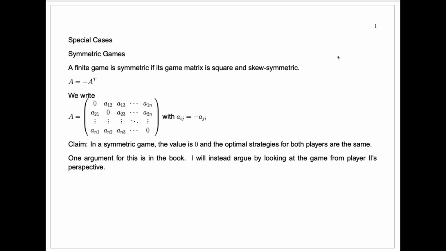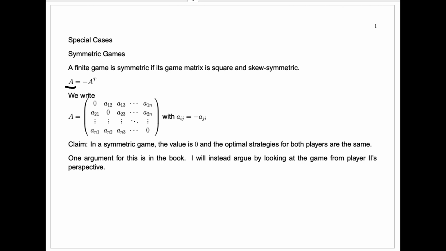Today we're going to look at another special case of solving particular finite matrix games, and we're going to look at the case of a symmetric game. What do we mean by symmetric game? Well, the formal definition is that a finite symmetric game is just one in which the matrix A for the game is skew symmetric.